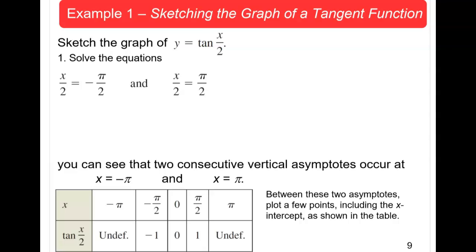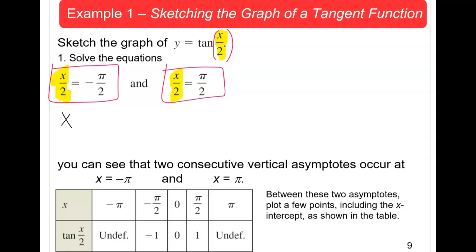For example 1, we're going to sketch the graph of y equals tangent of x divided by 2. So this is what we're going to use to create our two equations. And remember, based on the parent function, the two consecutive asymptotes to the left and right of the y-axis will be at negative pi over 2 on the left and pi over 2 on the right. That's what we did on the previous slide. We set that equal to those two values of the asymptote of the parent function, and that will help us find the asymptotes for our transformed function.